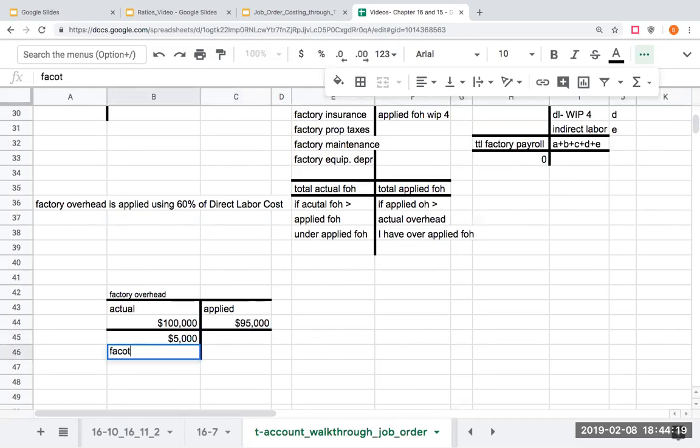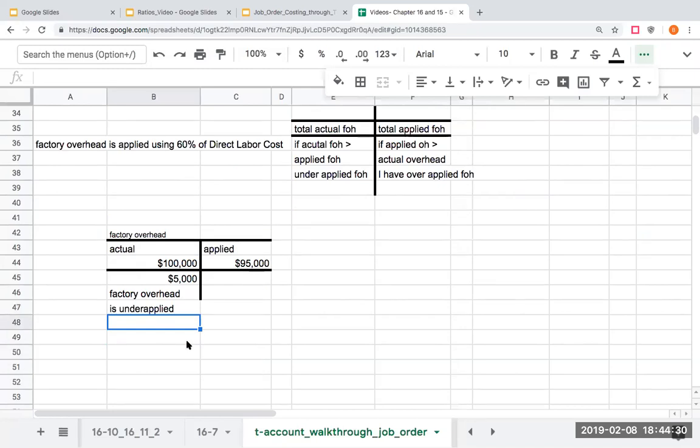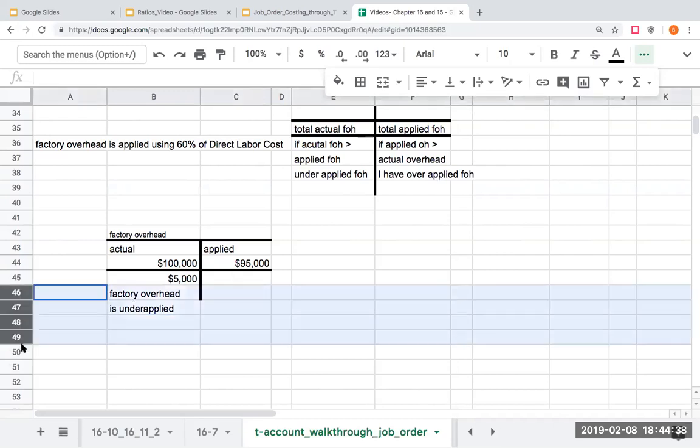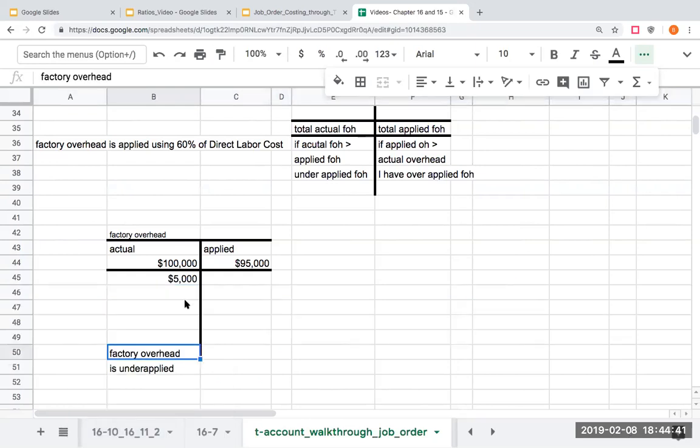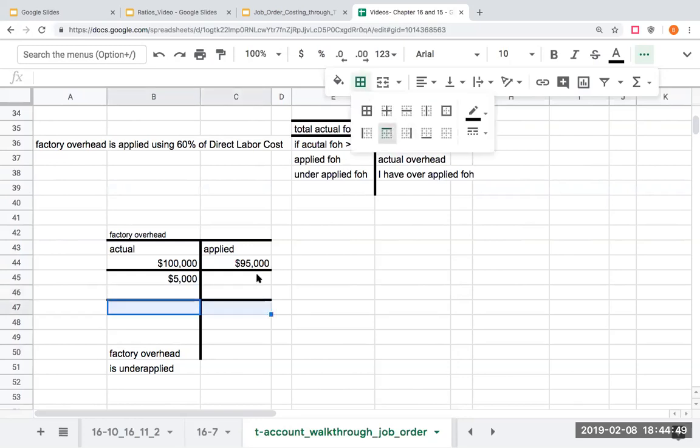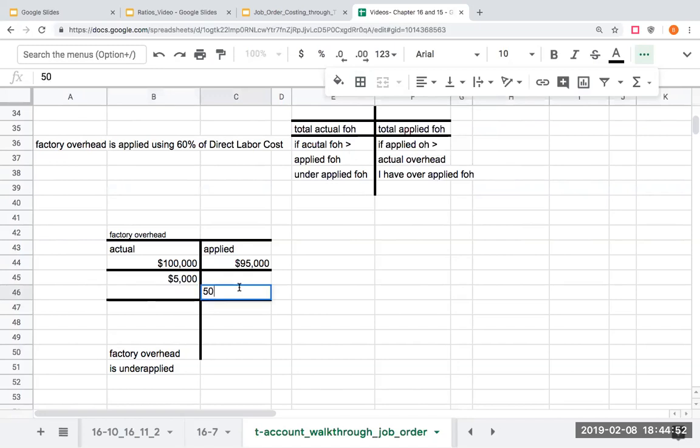So here my factory overhead is under applied. Therefore I need to do a journal entry to make this 0. What is my journal entry going to be? If I have a $5,000 debit balance, how do I make this 0? I'm going to credit factory overhead for $5,000. This will make it 0.